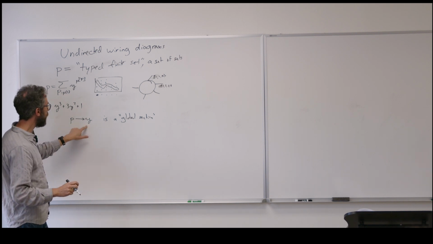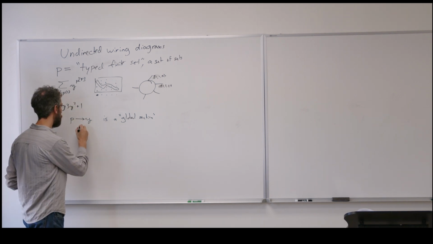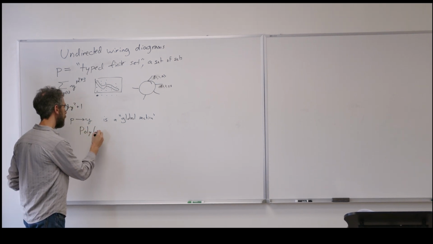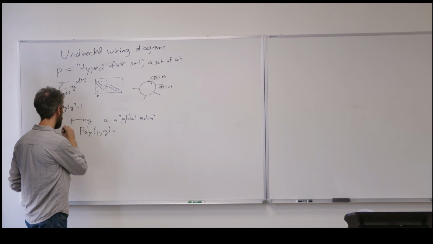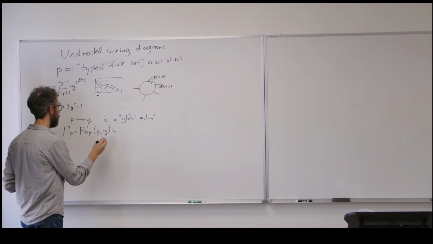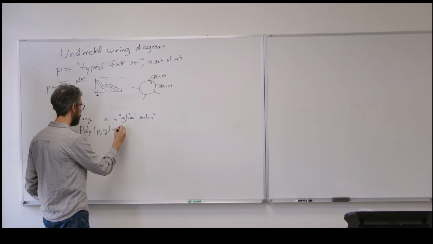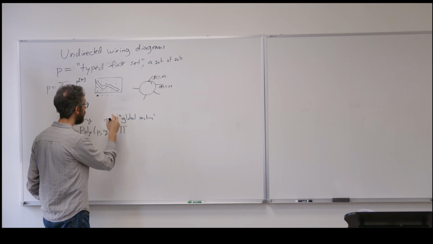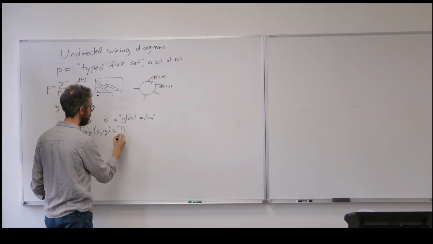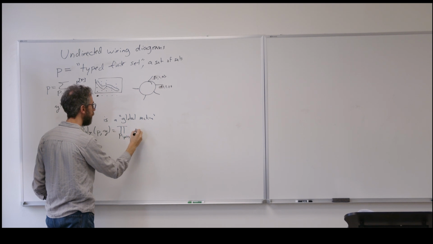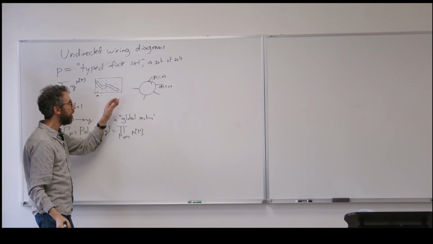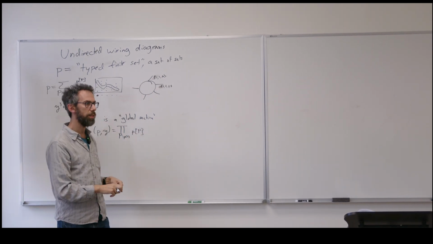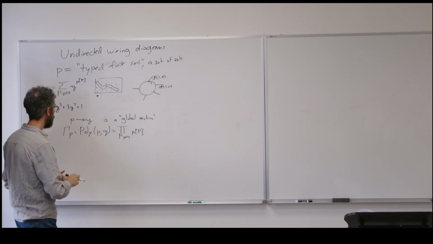So then a map from P to Y would be the set of polymaps from P to Y, which I often write gamma P for global sections, is the product over all of these wires in P of the directions at that wire. So it would be this times this times this times this times this. Why would you want to do that?